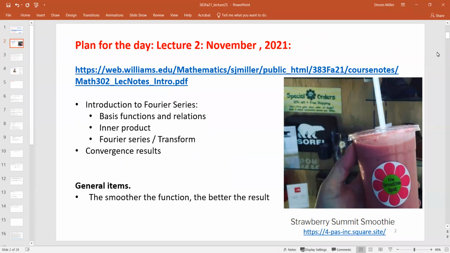Yeah. Excellent. All right. And so we'll talk a little bit about some concepts you've seen, hopefully in linear algebra: basis functions and relations, inner products, and then Fourier series and transforms. And we'll talk about convergence. A lot of times it's not a big deal to just write something down, but can you actually show that it converges to what you want it to? That's going to be the difficulty. The general piece of advice is that the smoother the function, the better the results.